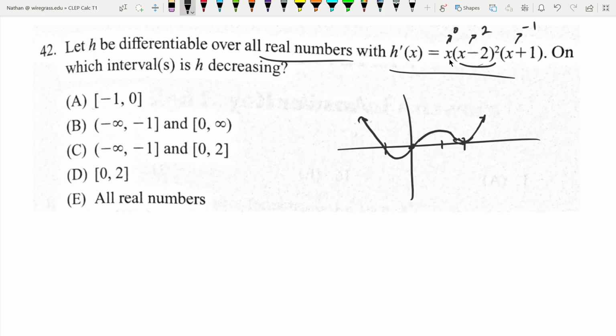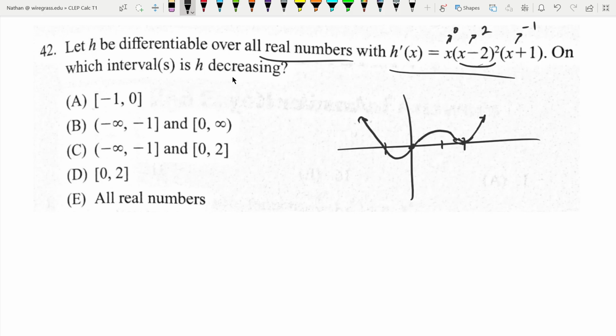Test a value between -1 and 0, like -0.5, for instance. This is negative, this is going to be negative, but squared makes this positive. And -0.5 plus 1 is positive. So we have negative times positive, which is negative. Test a value in here, like 1. 1 minus 2 is, again, still squared, so it's going to be positive. So we have positive times positive. It's positive, and we already know it's positive on this side.